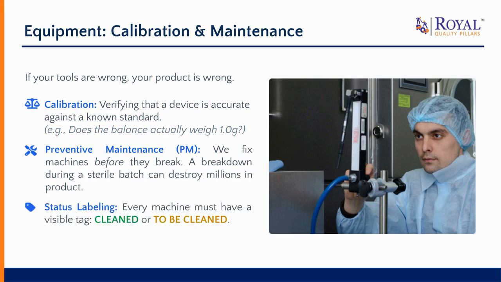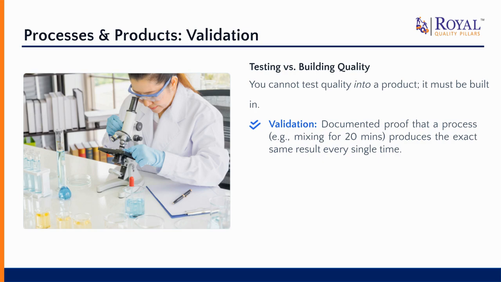Preventative maintenance. Status labeling. Trainer tip, tell them the green/yellow rule. If you walk up to a machine and it doesn't have a green cleaned label, do not touch it. Treat it as dirty.